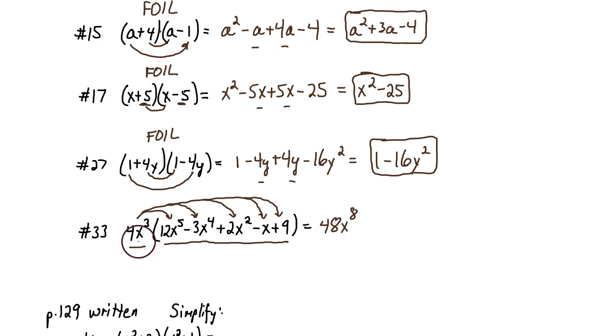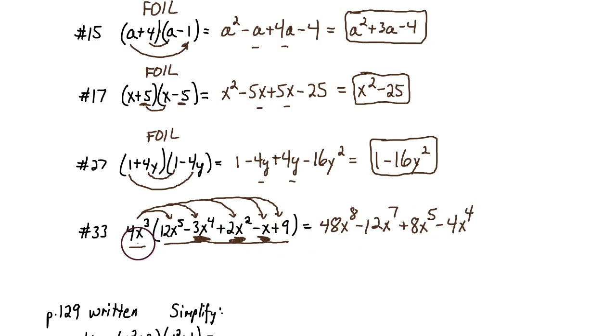Now let's multiply the 4x cubed to the second term in there. 4 times negative 3 is negative 12, and x cubed times x to the 4th is x to the 7th. Now let's multiply 4x cubed to that next term. 4 times 2 is positive 8, and x cubed times x squared is x to the 5th power. Now multiply 4x cubed to the negative x. We get negative 4x to the 4th.